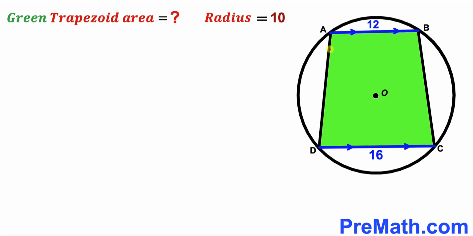This green shaded trapezoid ABCD is fully inscribed in a circle with center O, as you can see in the given diagram, such that chord AB is parallel to chord CD. Moreover, chord AB has length 12 units, whereas chord CD has length 16 units. Furthermore, the radius of the circle has been given as 10 units. Our task is to calculate the area of this green shaded trapezoid ABCD.